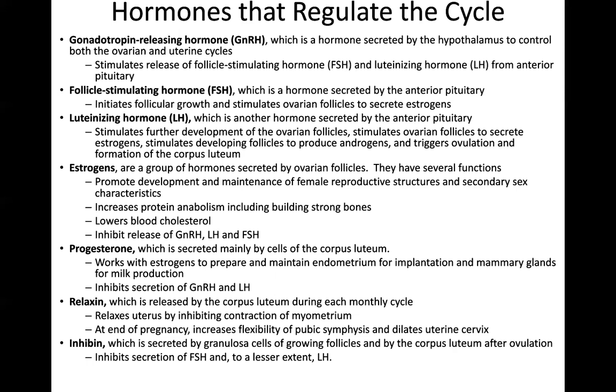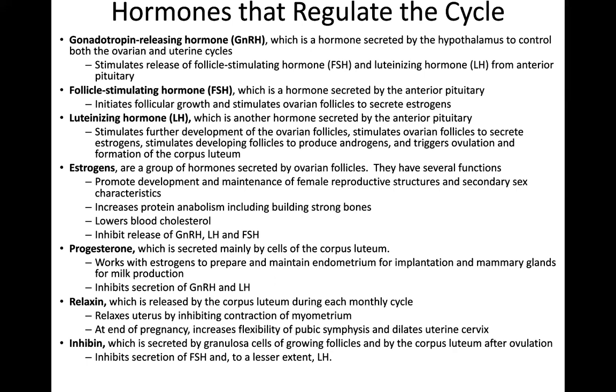Relaxin, we've talked about this before. Its name is pretty straightforward in explaining what it does. Released by the corpus luteum during each monthly cycle, it's going to relax the uterus by inhibiting contractions of the myometrium, and at the end of pregnancy, increases flexibility of the pubic symphysis and dilates the uterine cervix. So it gets the body ready to go through childbirth.